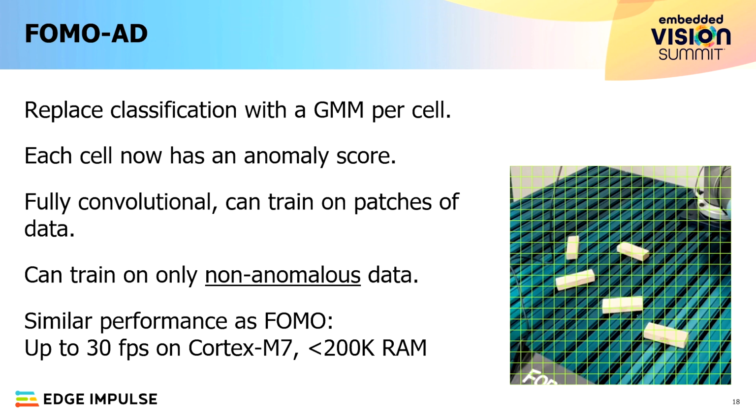So we came up with this idea: well, if we have this already working for classification, what if we replace that classification head, that classification per cell, with a Gaussian mixture model?